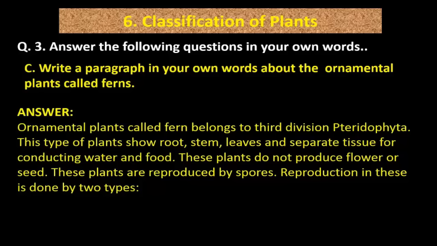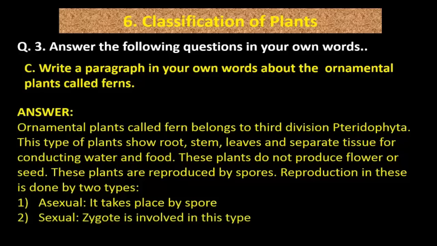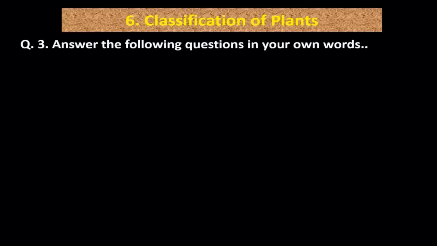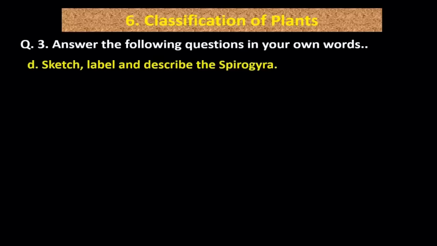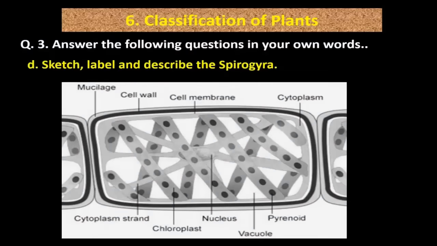Reproduction in these is done by 2 types. 1. Asexual, it takes place by spore. 2. Sexual, zygote is involved in this type. D. Sketch, label and describe the Spirogyra.